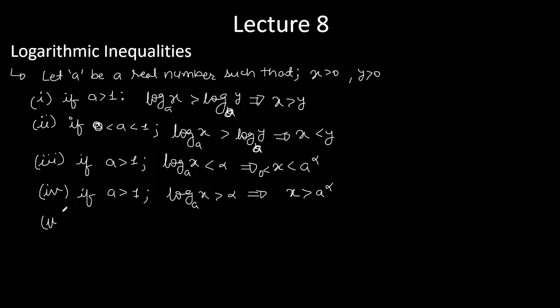Fifth condition: if a is bigger than 0 and less than 1, and log x base a is less than alpha, on removing the base the inequality will change because it is between 0 and 1. If you remember, it will become x bigger than a to the power alpha.